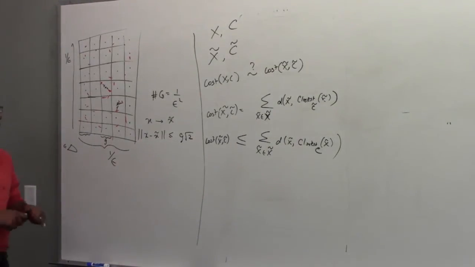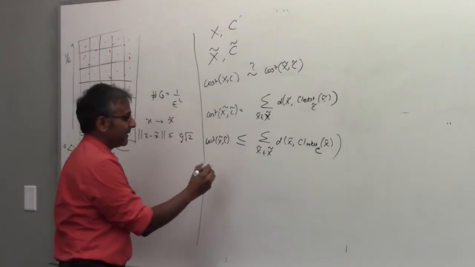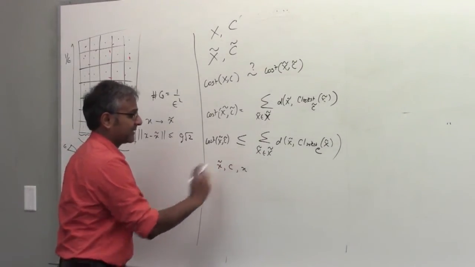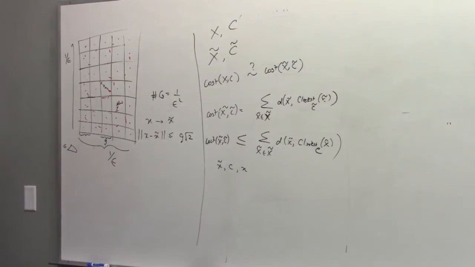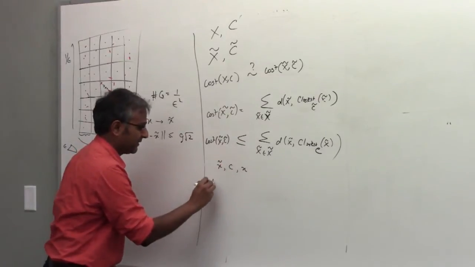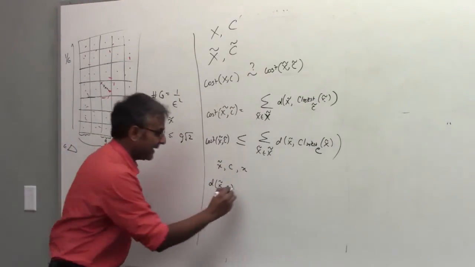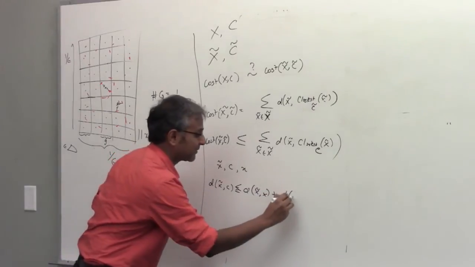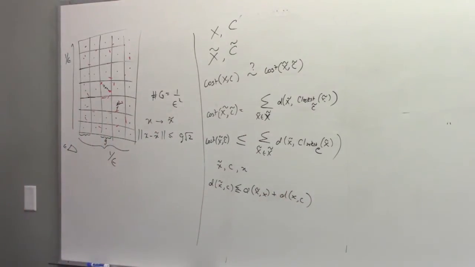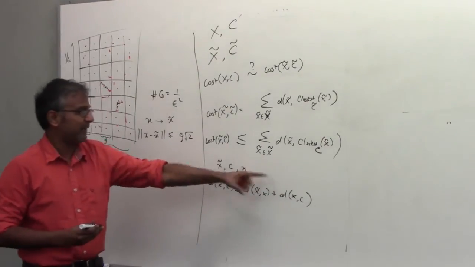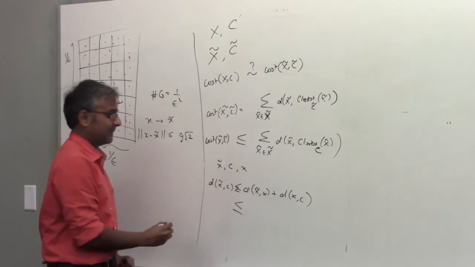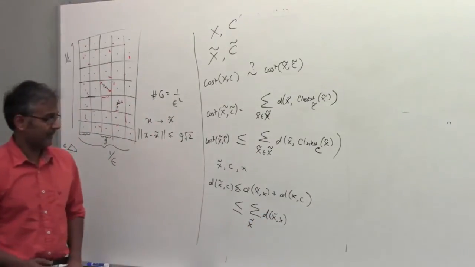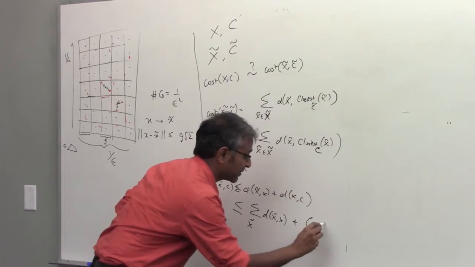So what do we know? We know that there are three players in this game: there is x tilde, there's x, and there's C. So we can write the distance from x tilde to any cluster C as less than or equal to the distance from x tilde to x plus the distance from x to C. If you do that everywhere here, this inequality becomes the sum over all x tilde of the distance from x tilde to x, plus the cost of the original clustering.